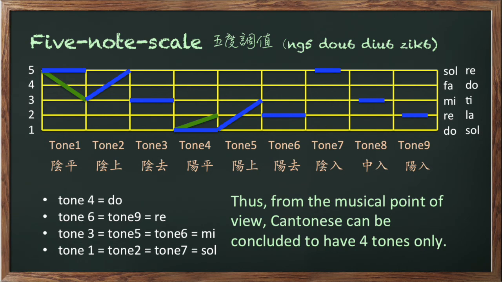From the 5-note scale, we know tone 4 is do, tone 6 and tone 9 are re, tone 3, tone 5 and tone 6 are mi, tone 1, tone 2 and tone 7 are sol. Thus, from the musical point of view, Cantonese can be concluded to have 4 tones only.